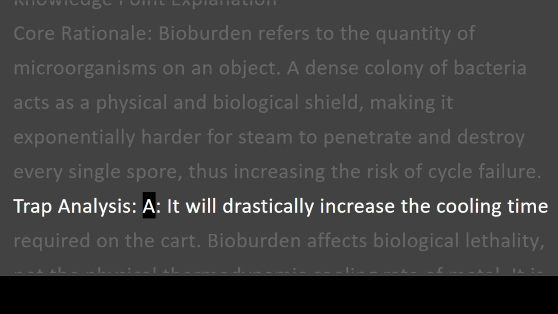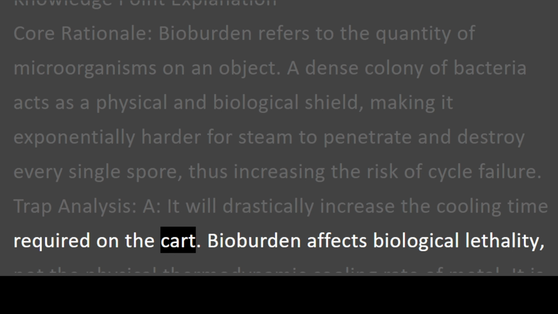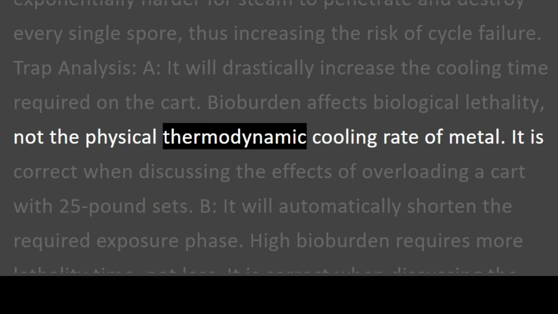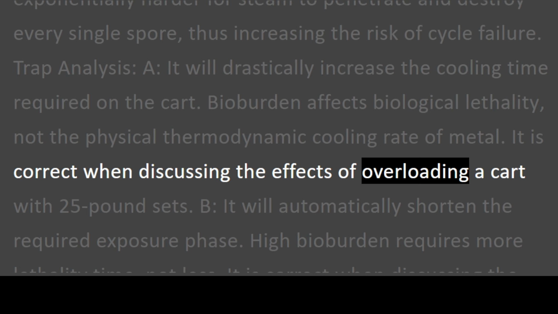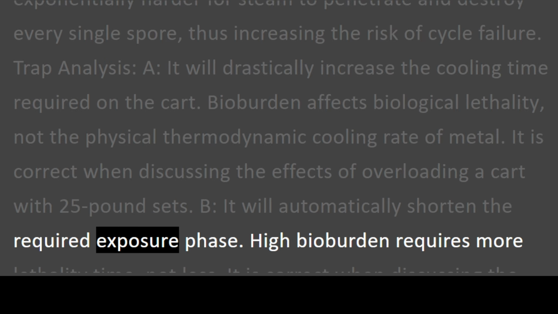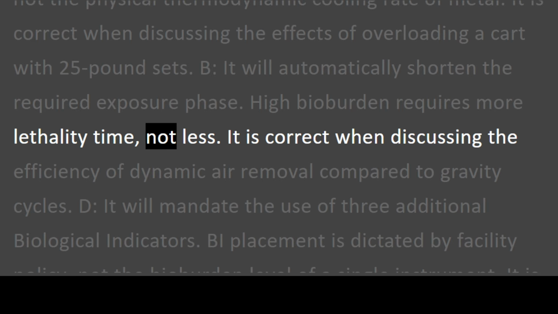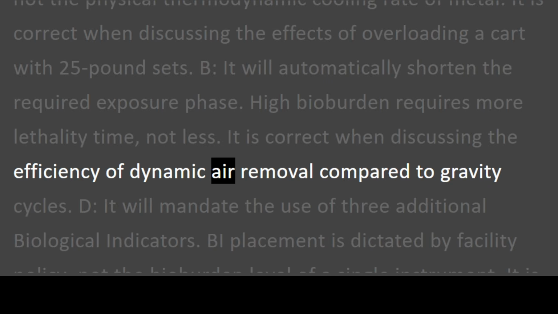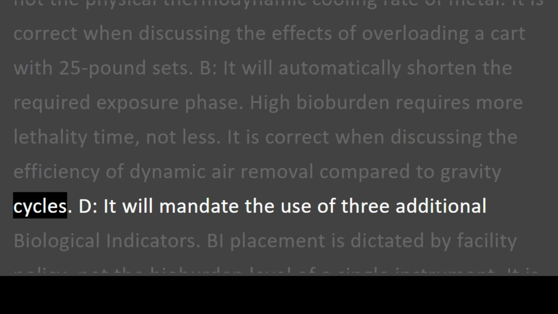Trap analysis. A. It will drastically increase the cooling time required on the cart. Bioburden affects biological lethality, not the physical thermodynamic cooling rate of metal. It is correct when discussing the effects of overloading a cart with 25-pound sets. B. It will automatically shorten the required exposure phase. High bioburden requires more lethality time, not less. It is correct when discussing the efficiency of dynamic air removal compared to gravity cycles.